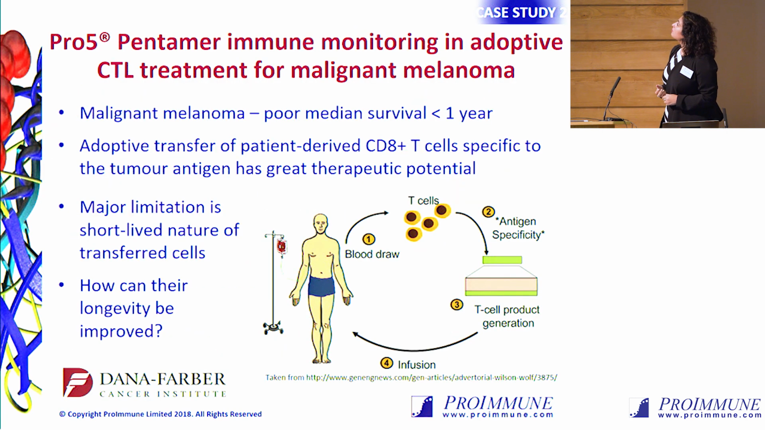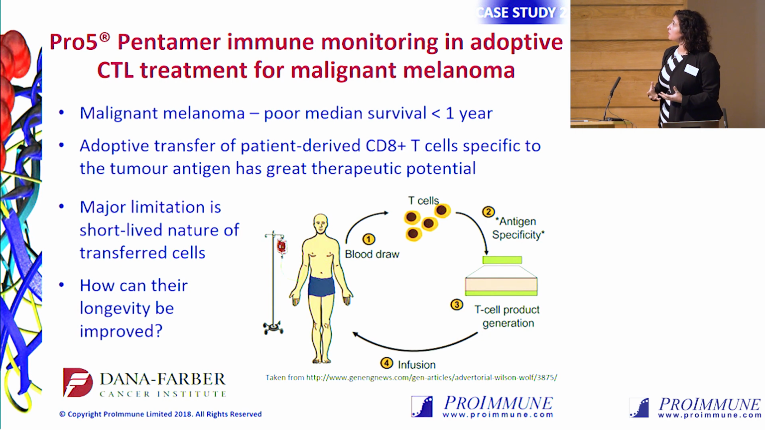To illustrate how Pentamers can help in the immune monitoring of responses, I'd like to tell you about this Dana-Farber study that used adoptive transfer of T cells. In this case, the team had developed an adoptive transfer of patients' CD8 T cells that are specific to a tumor antigen. They would harvest them from malignant melanoma patients, educate them to recognize the tumor-associated antigen, and reinfuse them.